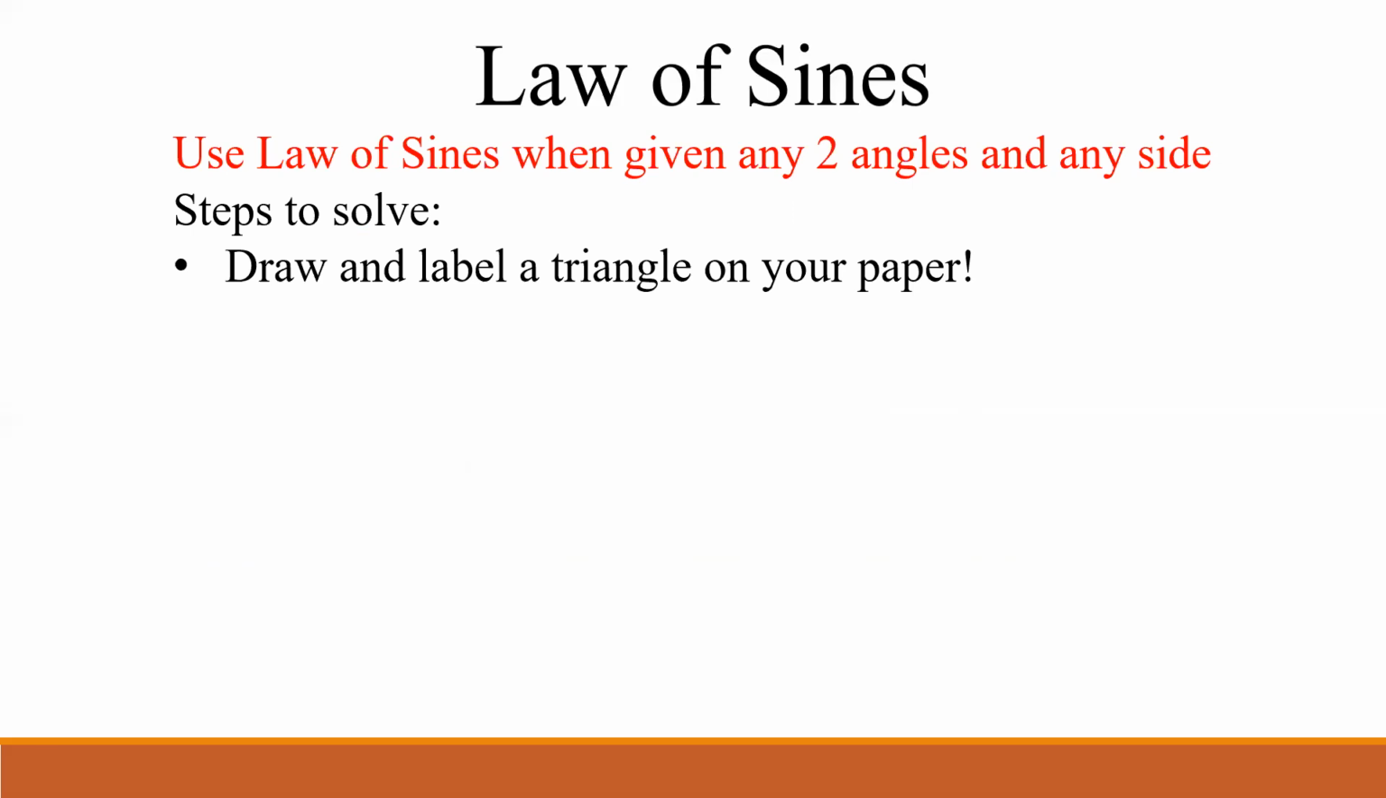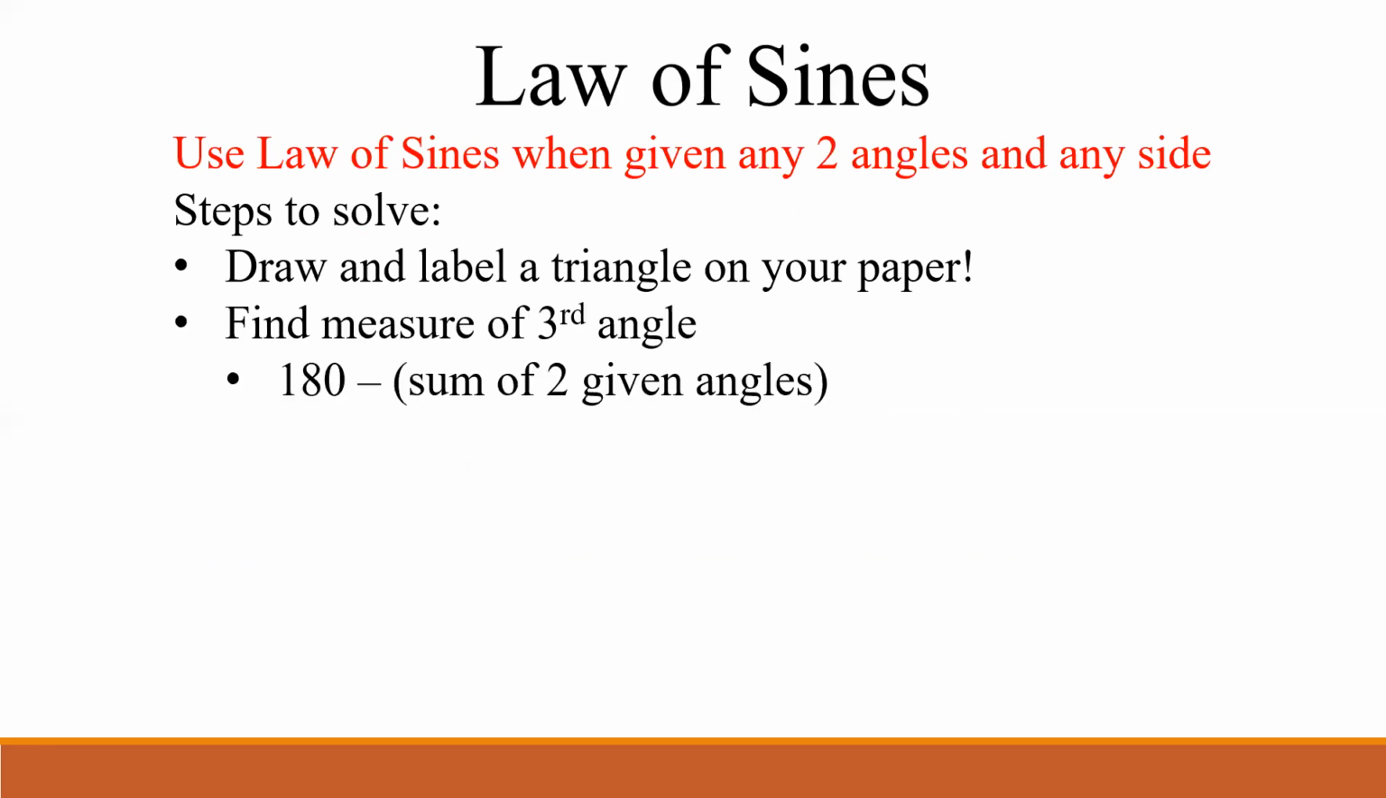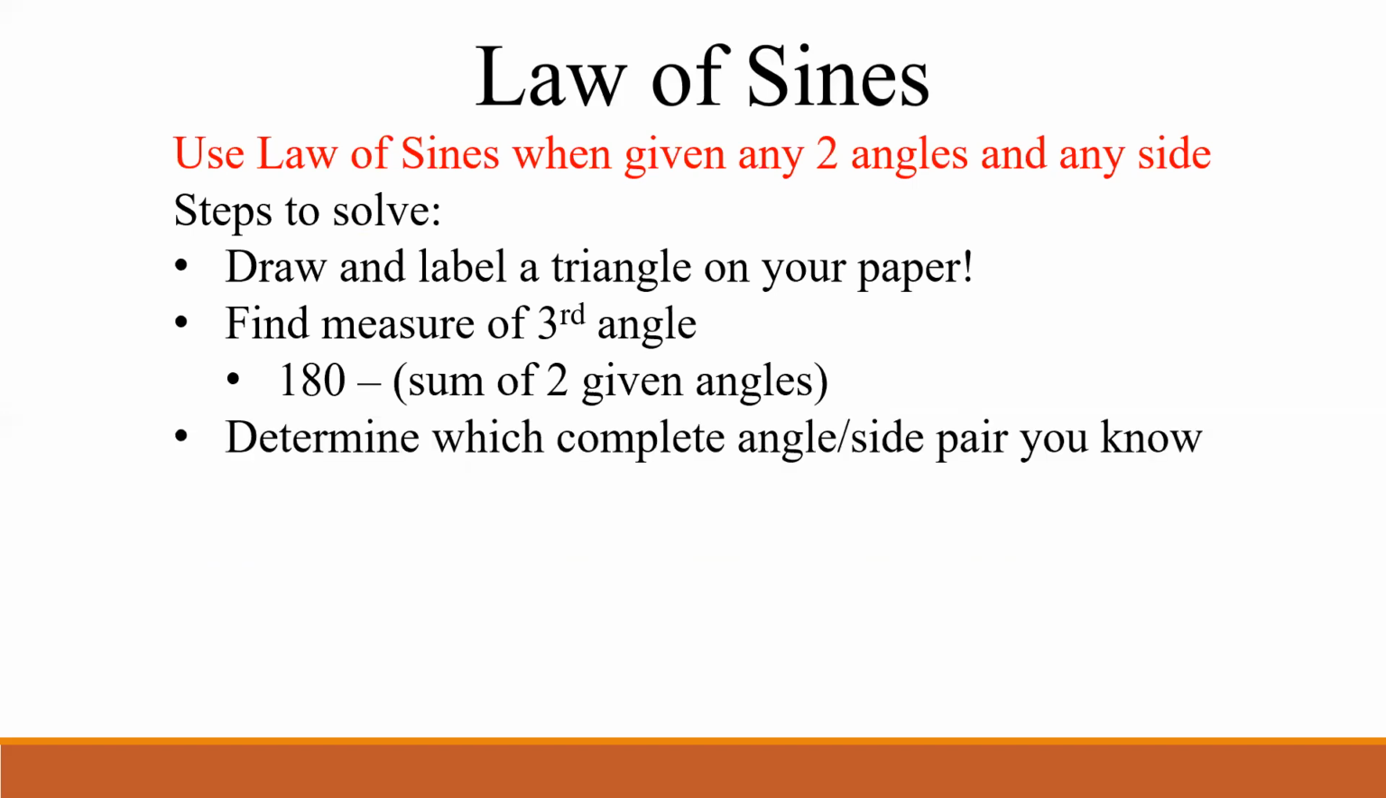Once you have the triangle drawn or labeled on your paper, the first thing we're going to do, since we're given two angles, is find the third angle with a simple subtraction. Okay, and I think you all know how to do that, and we'll do that in the example. Once you have all three angles, you're going to have one complete angle-side pair. Okay, it's going to make more sense when you see an example and start doing these on your own. But you definitely want to know which pair you have.